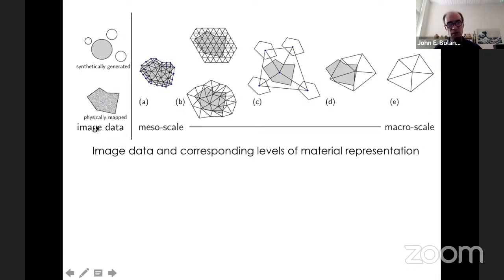So we begin with image data. The image data could be physically mapped, say it's coming from computed tomography, or we synthetically generate it. Originally, most of the synthetically generated aggregate structures were circular disks or spheres. If you go to the literature now, there's much richer ways to simulate aggregate shapes. It's really amazing what can be done now. So the aggregates no longer have to be spheres. They can be quite realistic in shape. So once you have image data, you map it onto a lattice.